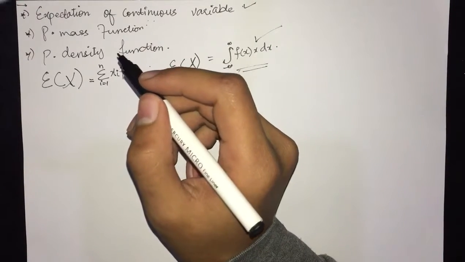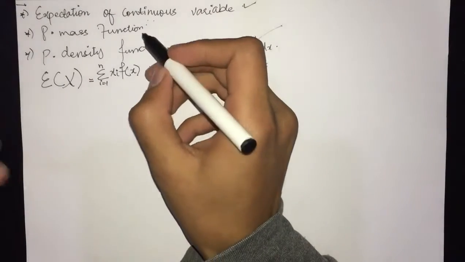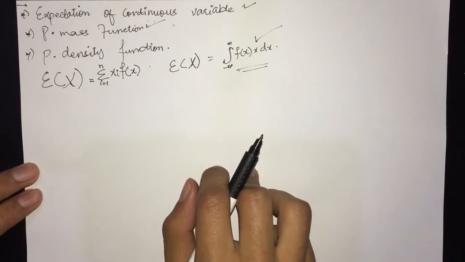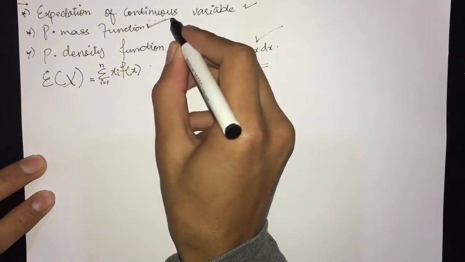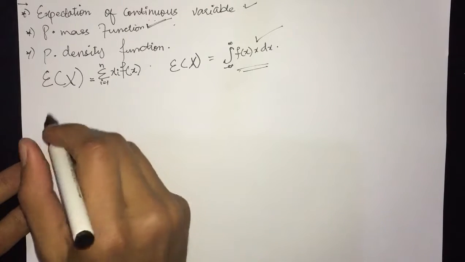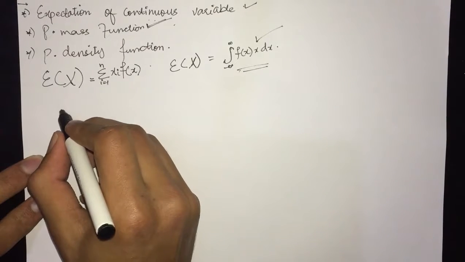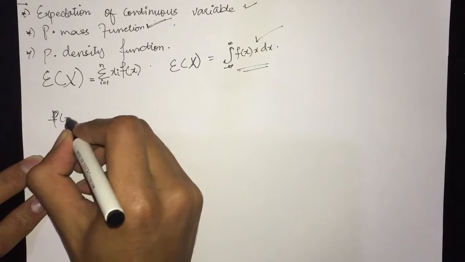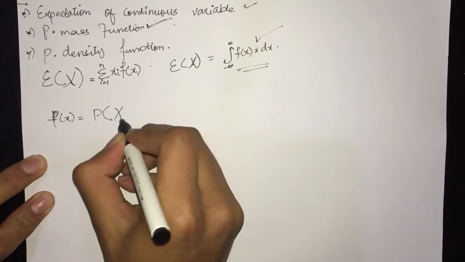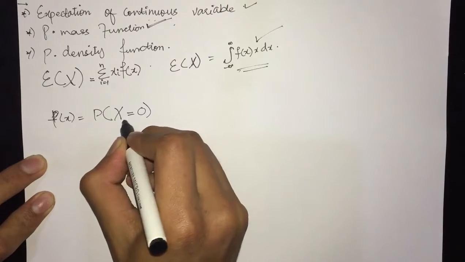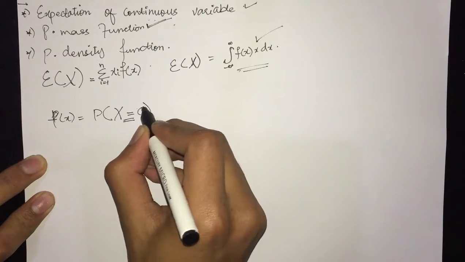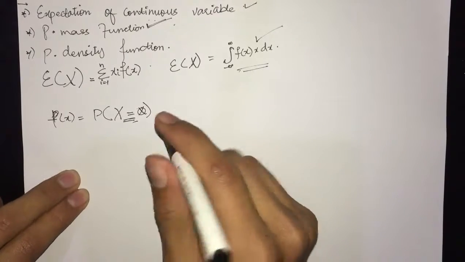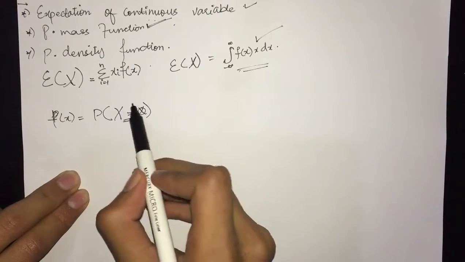Now let us come to the topic of our probability mass function. So if the nature of the variable is discrete, we use probability mass function. So we can write it as f of x equals P, capital X equals x. Here this equals does not mean that capital X equals x. What it actually means is capital X assumes x.